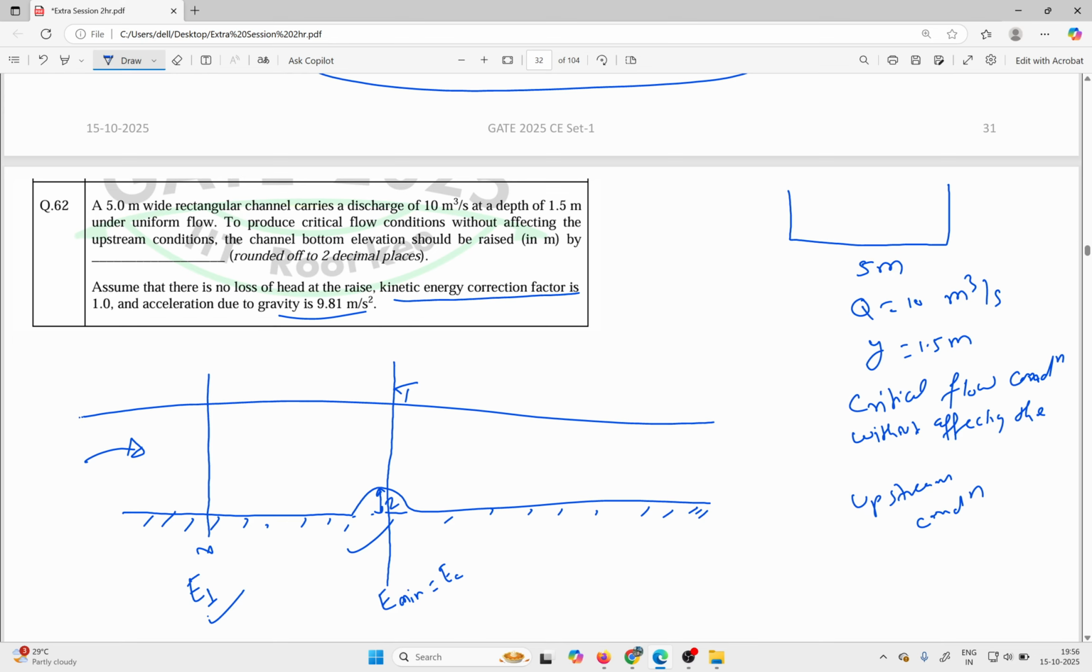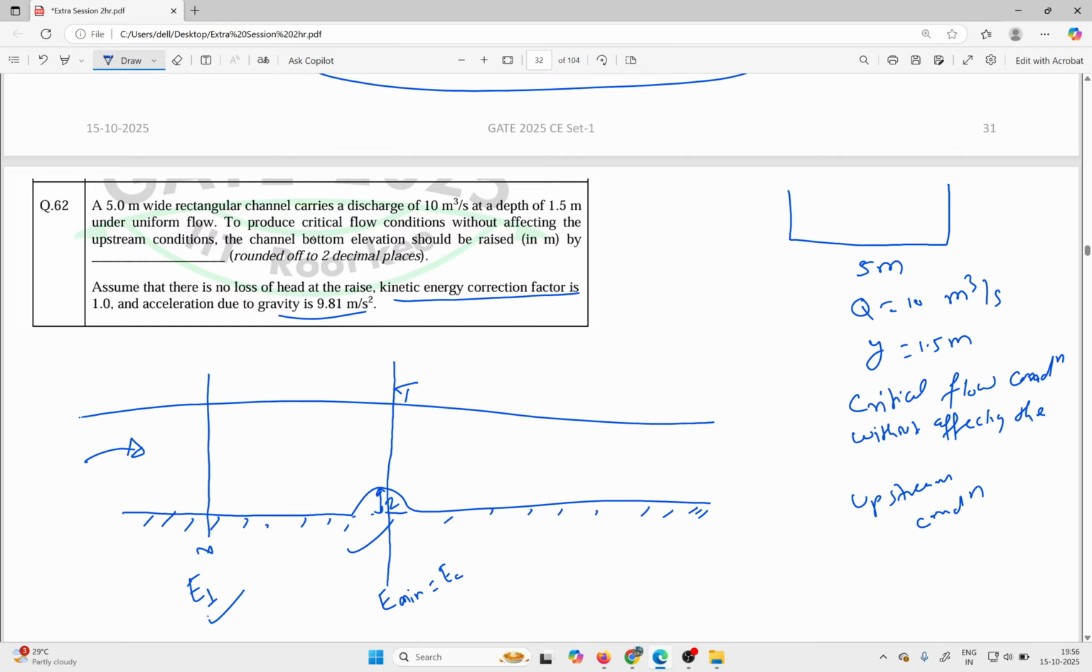If you are going to increase the hump here, then what will happen? Your energy will be disturbed. If you do not consider how much the height of this hump should be increased, then what will happen? Upstream flow will be affected. Remember, so you have to create this hump such that the upstream flow is not affected. So the only possible way is already given in the question.